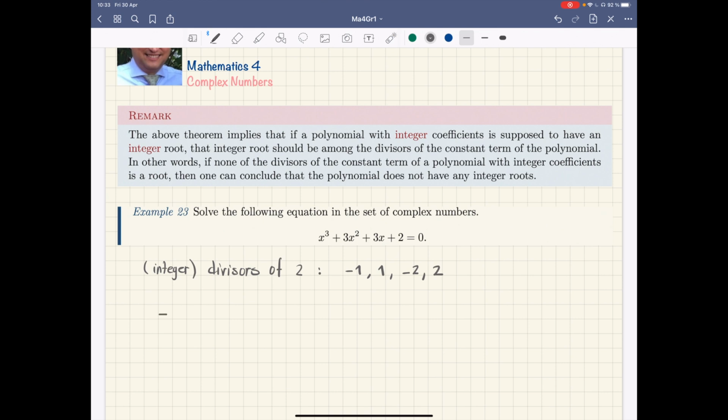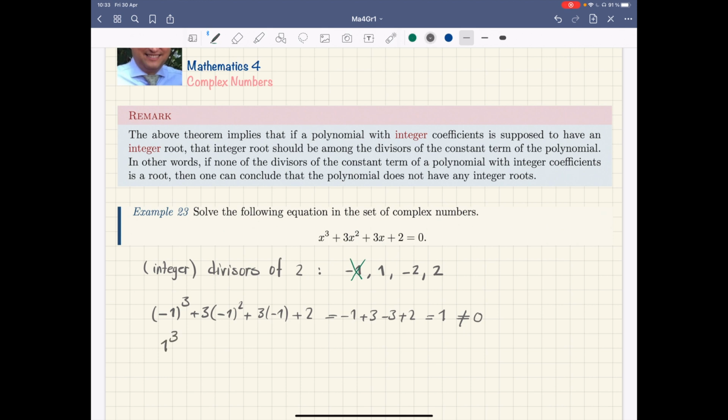So, for example, I check -1. Let us see: (-1) to the power 3 plus 3 times (-1) to the power 2 plus 3 times (-1) plus 2. Is it 0? It becomes -1 plus 3 minus 3 plus 2. Yes, it becomes 1, so it is not 0. So I cross it over. This is not correct.